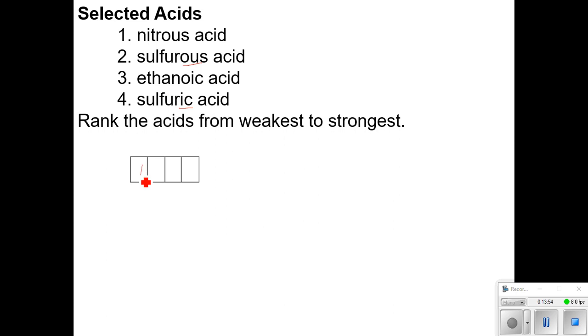Strongest, sulfuric. Oh, sorry, this is from the weakest to the strongest, so make sure you always take a look at that. Make sure you're reading it carefully. Don't make any assumptions. So here we are looking at the weakest first of all. That would have been the ethanoic, followed by the nitrous, sulfurous, and sulfuric.